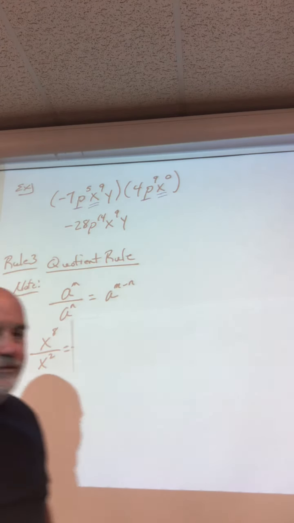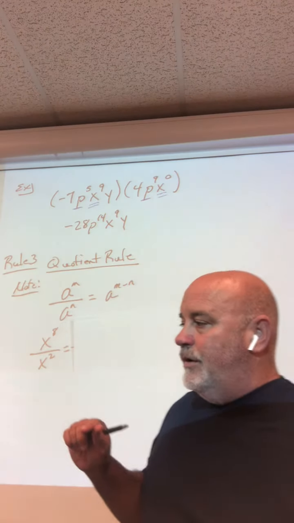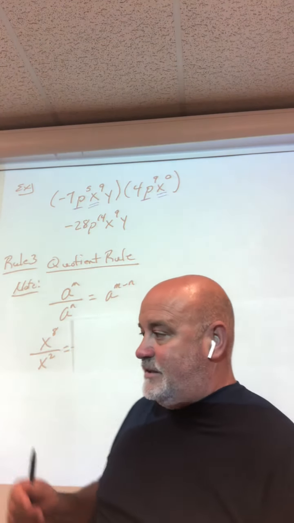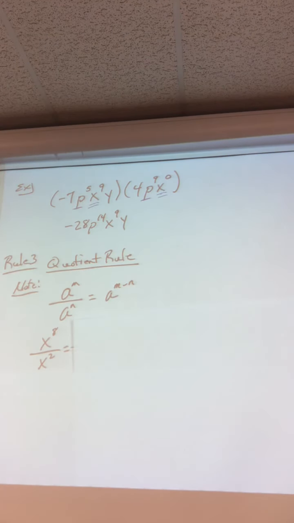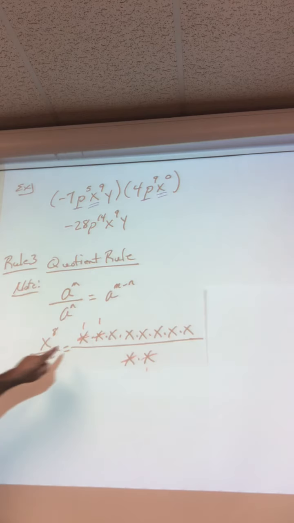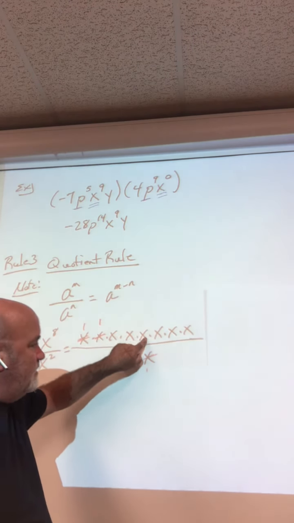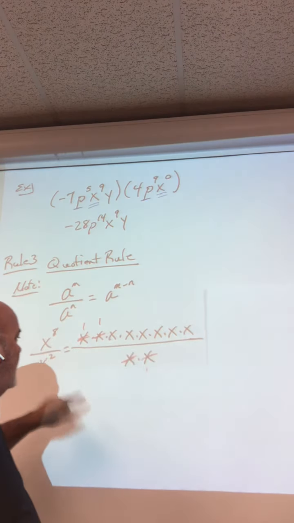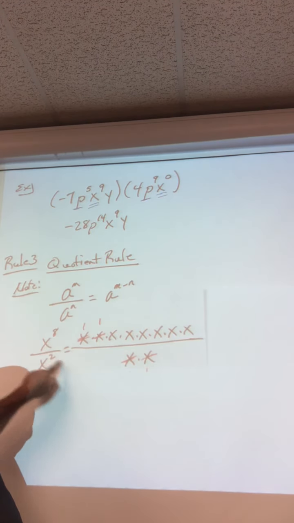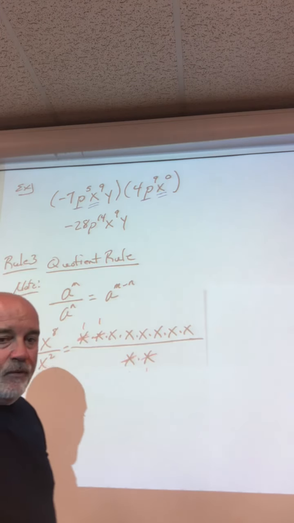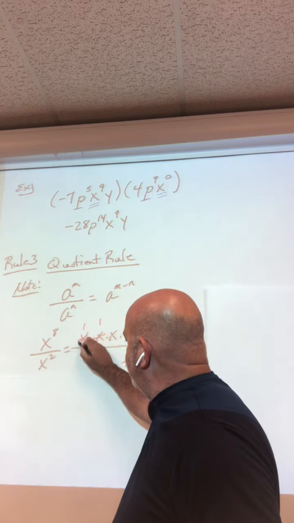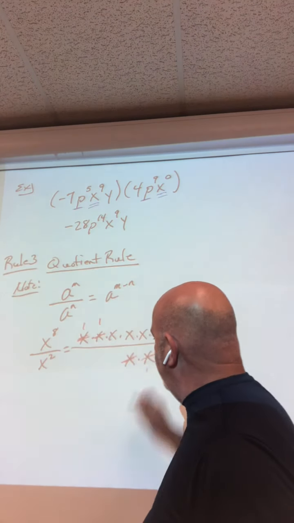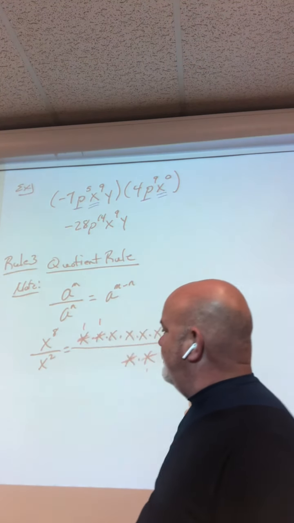Now what I want to do, don't write this down, is show you why it's x to the 6th. If I write out x to the 8th, it's x times x times x times x times x times x times x times x, 8 times. If I write out x squared, x times x. Now remember, with multiplying, you can cancel. So this x goes into this x and leaves 1s. This x goes into that x and leaves a 1.